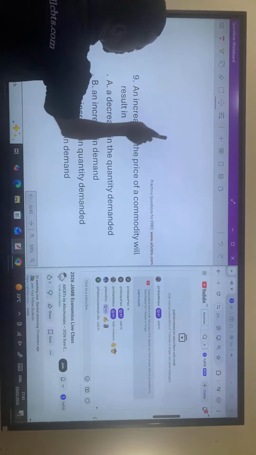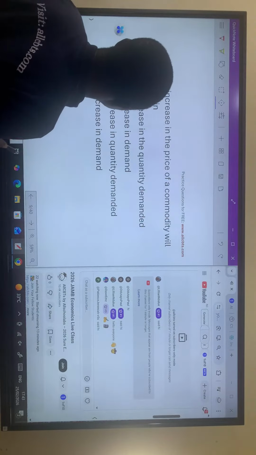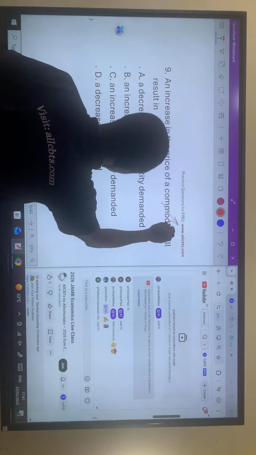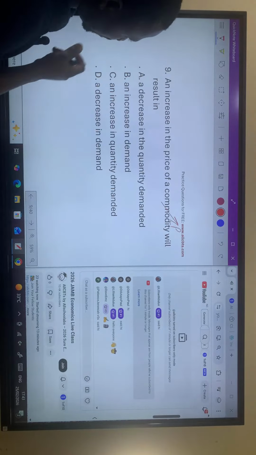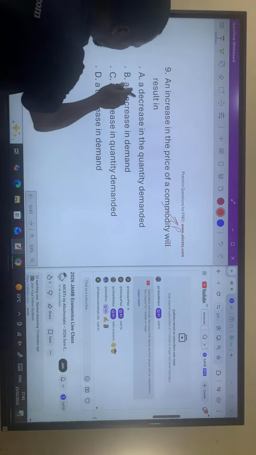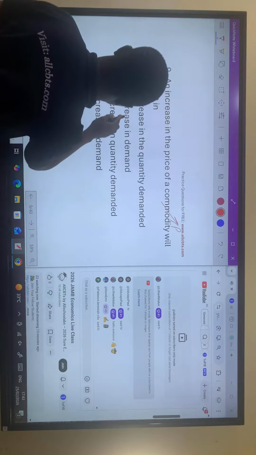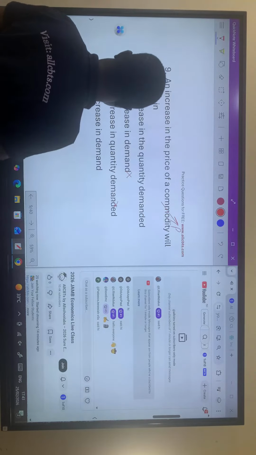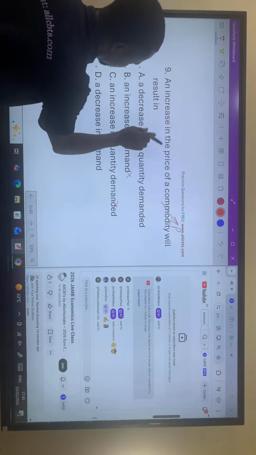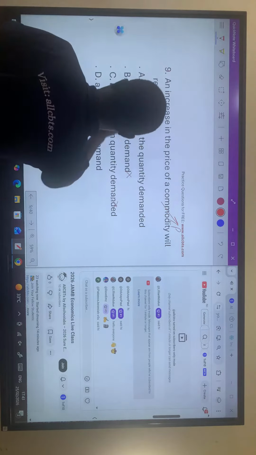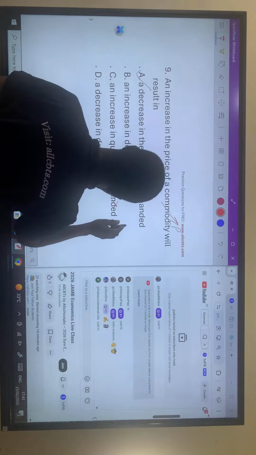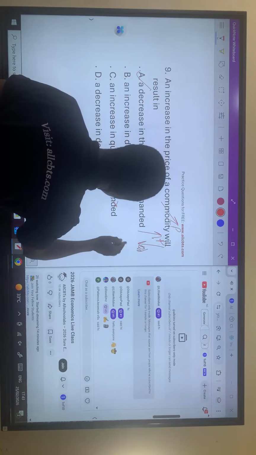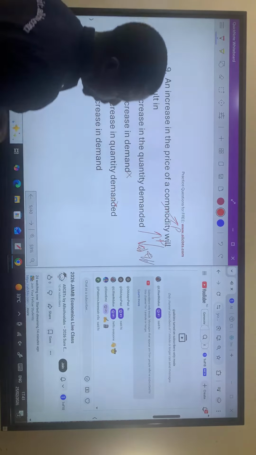The next one. An increase in the price of a commodity will result in what? When the price of a product increases, what do you think happens to the product? A decrease in the quantity demanded? An increase in demand? Remember the law of demand. If the price of the commodity increases, there will be a decrease in quantity demanded. A, based on the law of demand, that says the higher the price, the lower the quantity demanded, and vice versa. Are you with me? Very well.